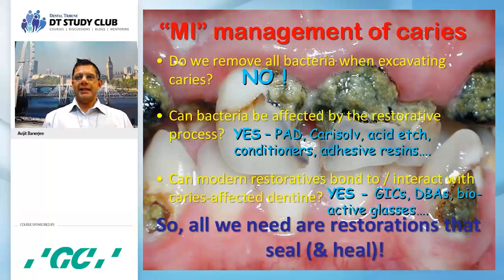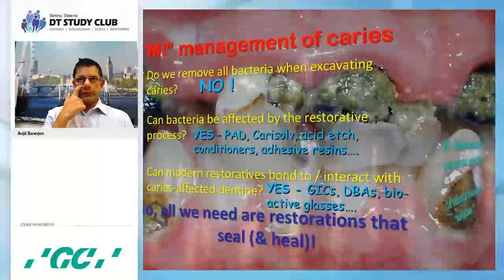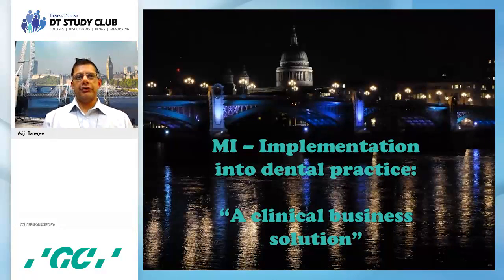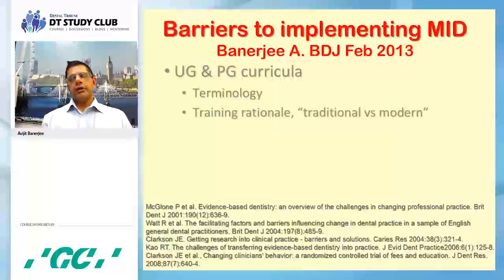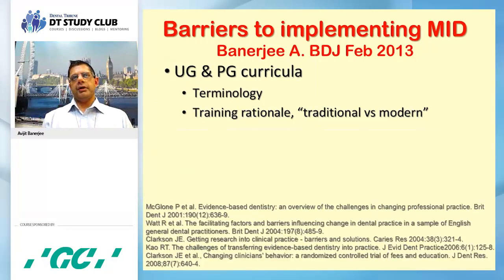So all we really need are restorations that will seal and hopefully chemically heal by helping the dentine pulp complex. So how do we put this into practice? How do we put MI into practice? This is always a real issue because the theory behind it makes complete sense, but actual practical implementation in the UK and other countries can be very difficult.